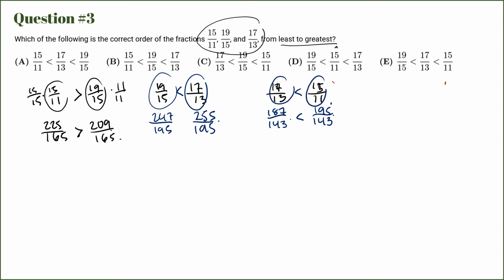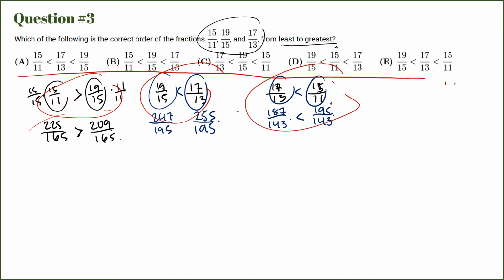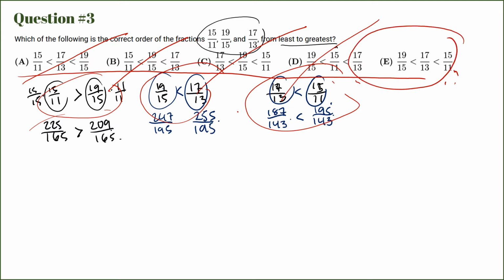Let's look through all of these answer choices to see which one fits all 3 of these rules, or factors, things that must be true. So this is impossible, this is impossible, this is impossible, this is impossible, but E is. So the answer is E.